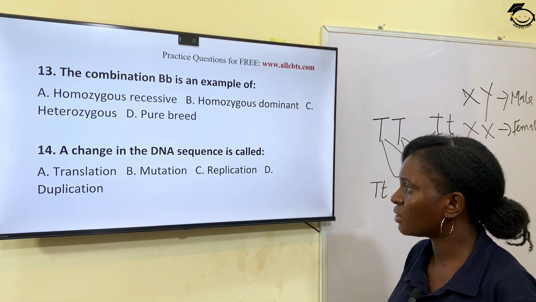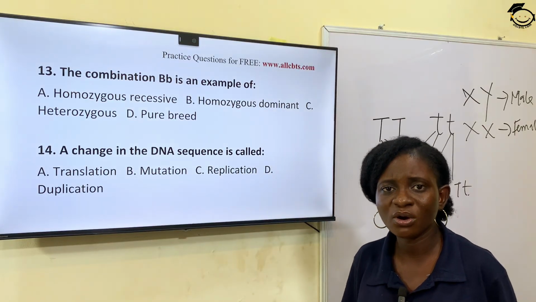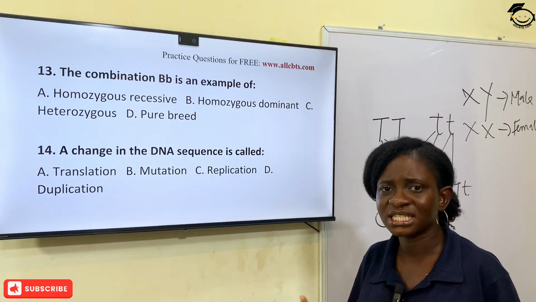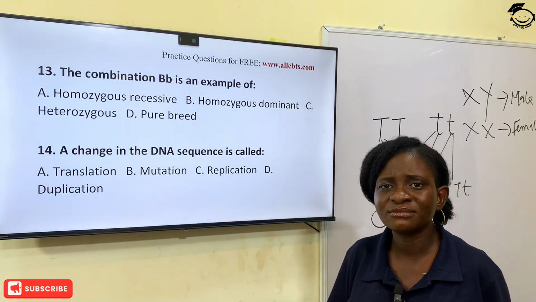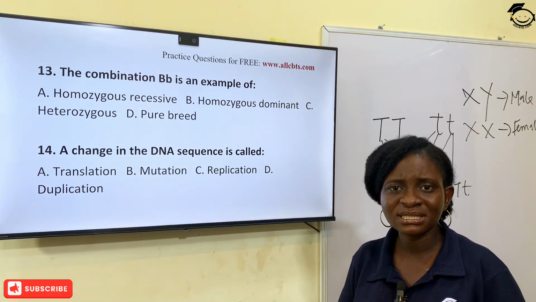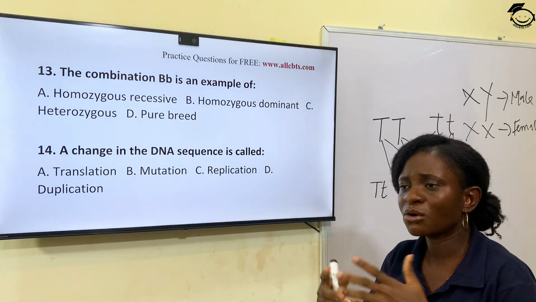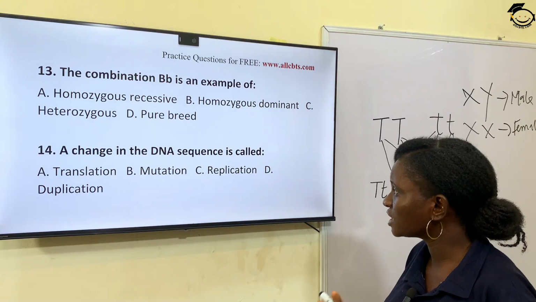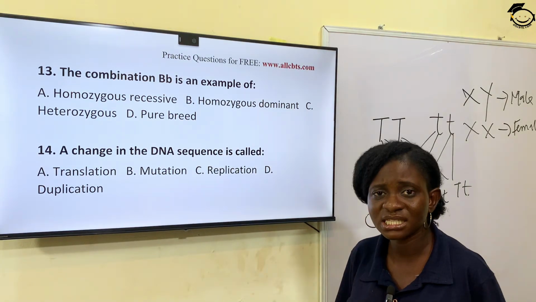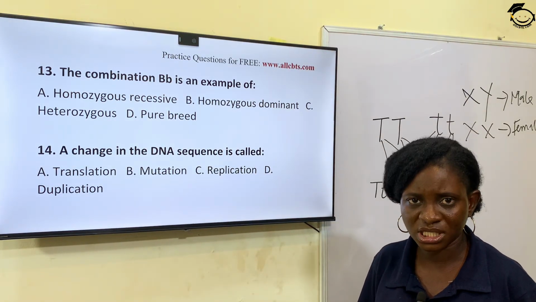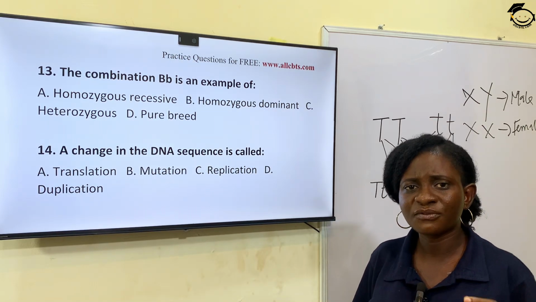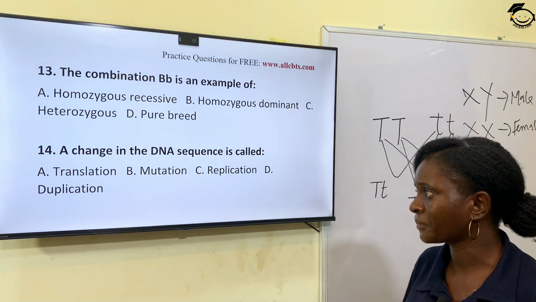disease, even in small organisms like, for example, mosquitoes. If there's a change in their sequence, it can make them more resistant to the commercial insecticides that are being used. So if there's a change in the DNA sequence, it is known as mutation. That means the gene is mutant, different from the normal gene.